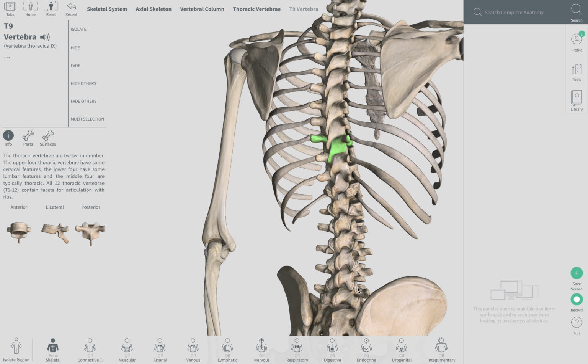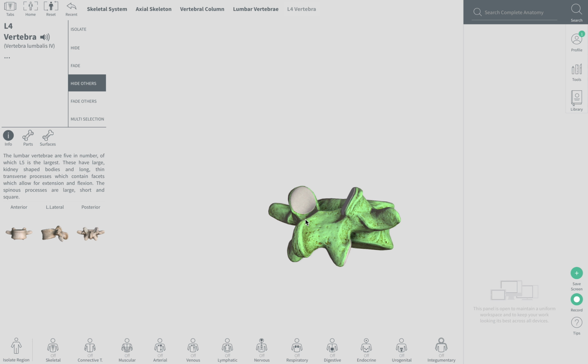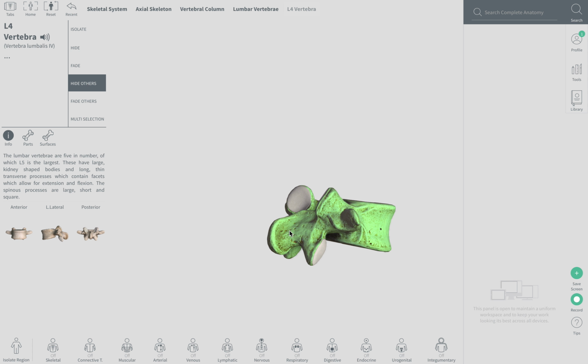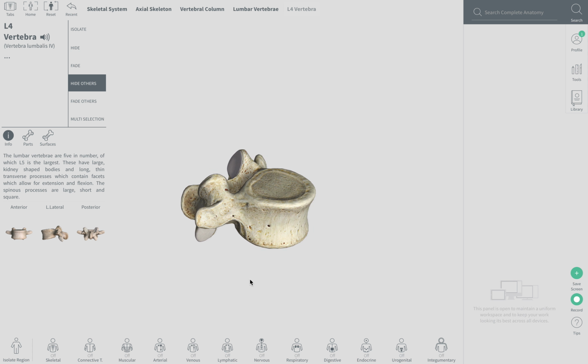And then when you look at a lumbar vertebra, the spinous process is pretty thick and it's very short. It doesn't stick out very much. And the body is the biggest out of all of them. It's a very thick body.